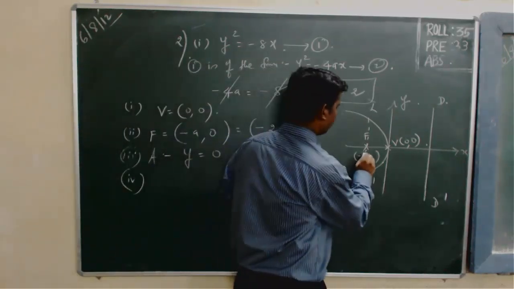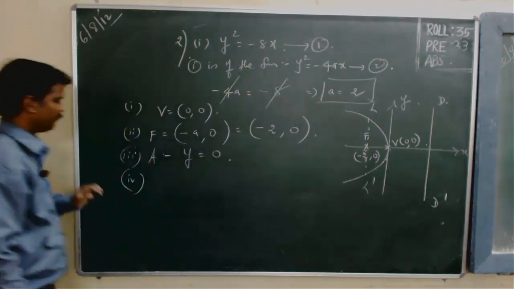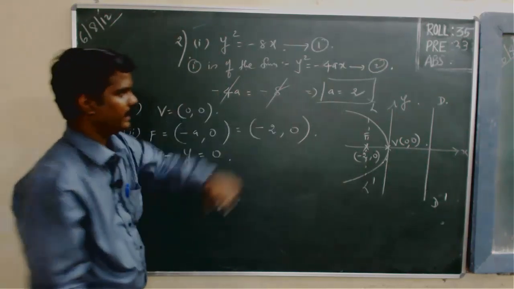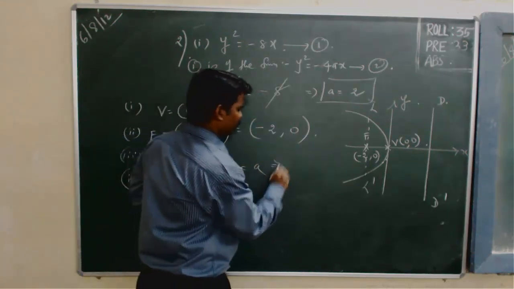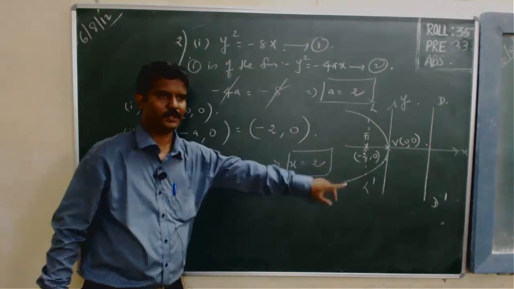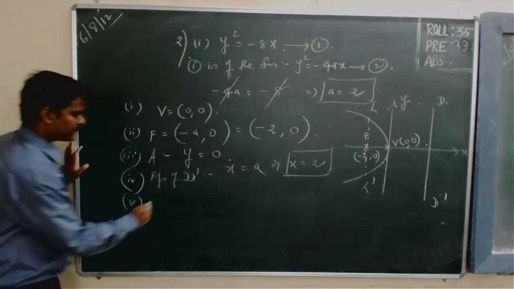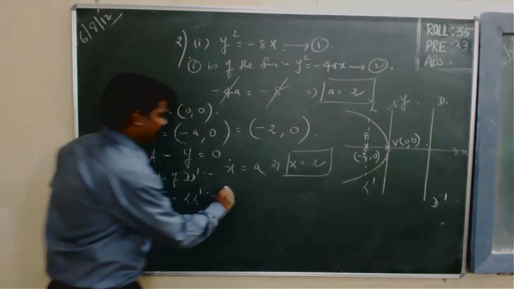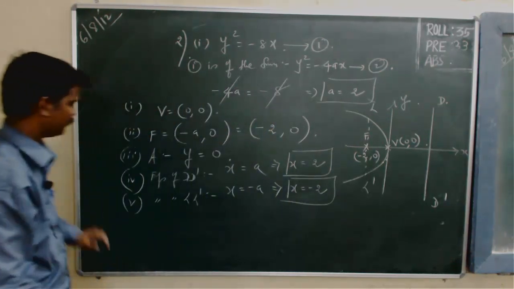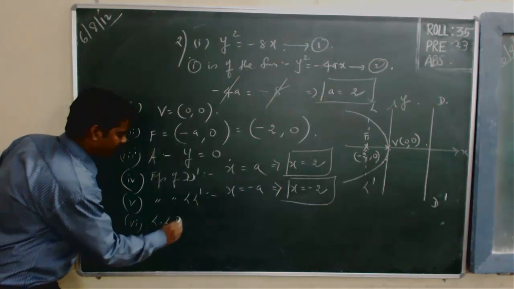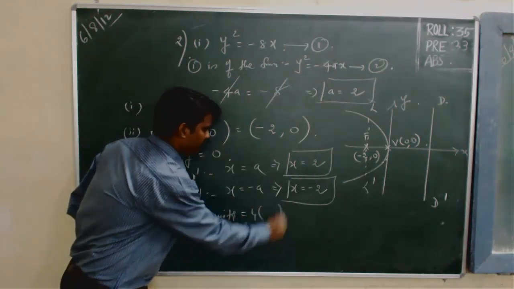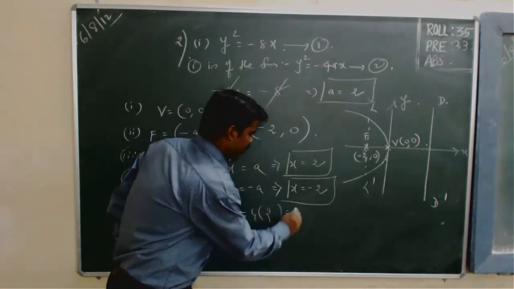What is the focus of the parabola here? It is minus 2, 0. Next, what is the equation of the directrix? The directrix is on that side, so x is equal to a, or x is equal to 2 units. Otherwise you can also write it as x minus 2 is equal to 0. What is the equation of the latus rectum? x is equal to minus a, or x is equal to minus 2. And the last one, the length of the latus rectum, is 4a units. 4 into a, where a is 2, so that is equal to 8 units.